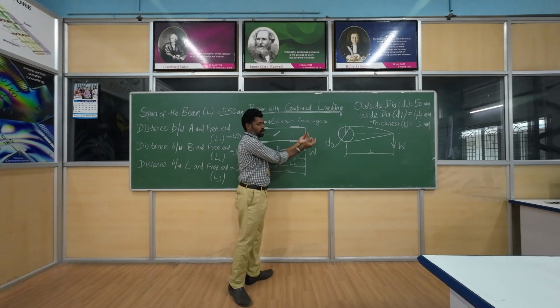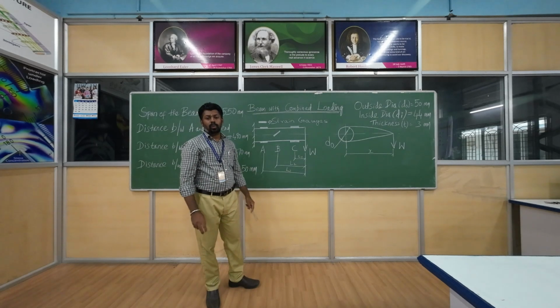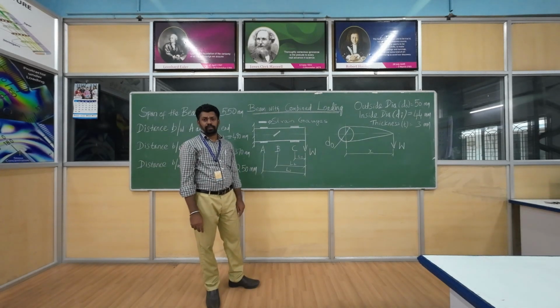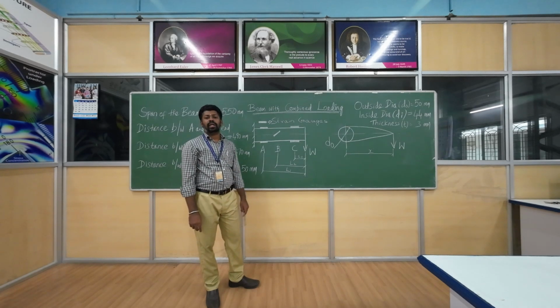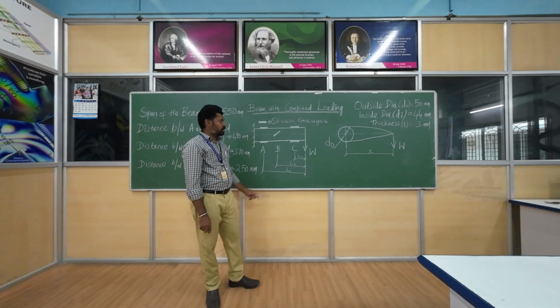So here I am going to apply the vertical load. By doing so, the beam will be subjected to both bending and torsion. That means bending will lead to deflection and torsion will lead to twist. So this is what we are going to do.